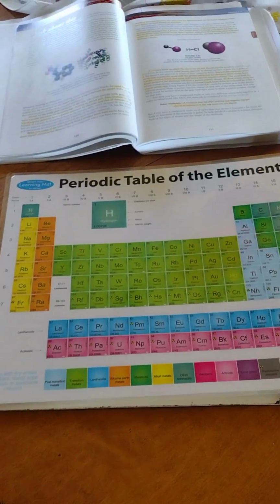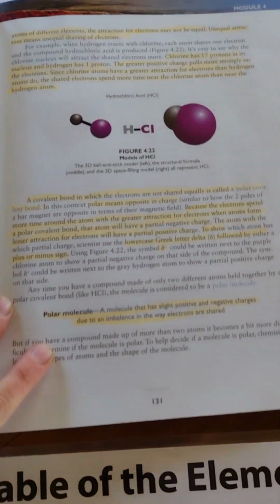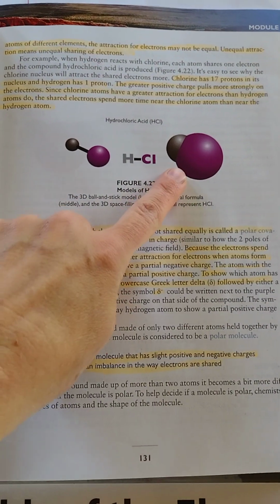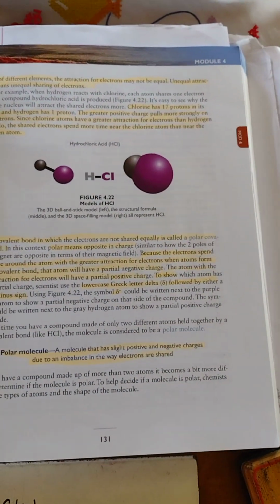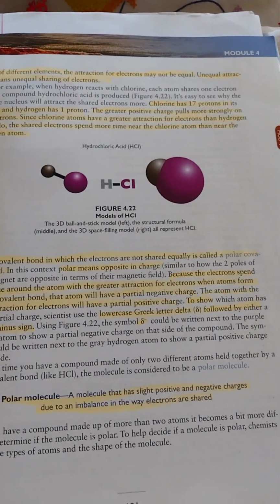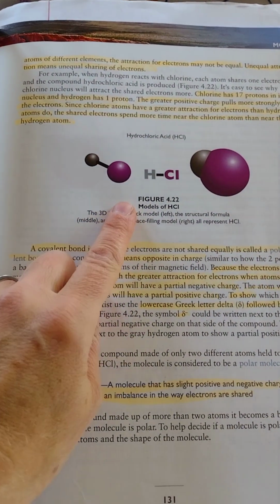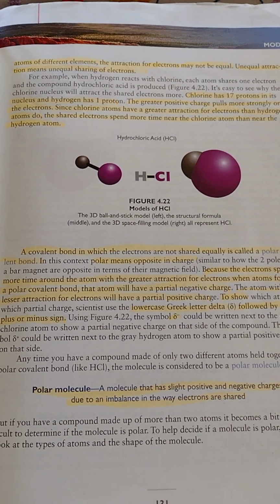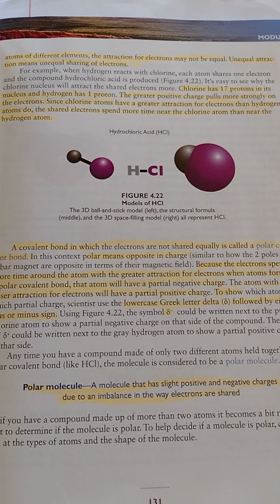Okay, so what if we talk about when the electrons are not equally shared? You can kind of see this is the ball and stick model, which shows basically that the electrons have a greater affinity to the larger positively charged nucleus.